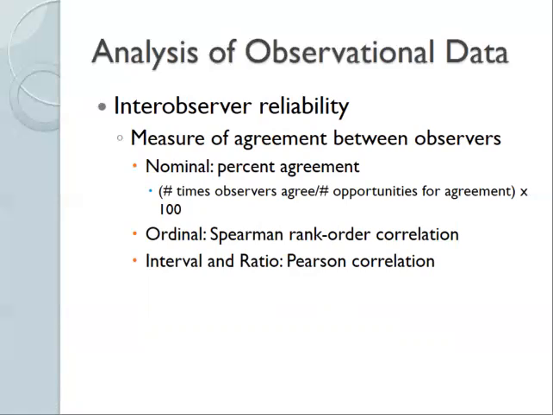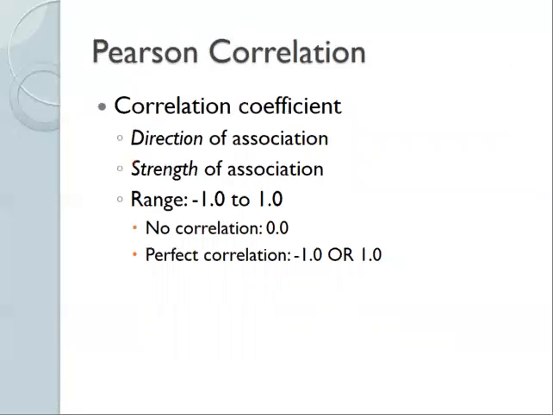For ratio and interval observations, we do a Pearson correlation. We'll talk about correlations again when we talk about survey research, but correlations are also important for assessing reliability. I've got a couple of links on Moodle to help you better understand correlations, but generally a correlation is a relationship or an association, and a measure of the direction and strength between two variables. When we talk about reliability in correlations, we're talking about the relationship between two observers' scores.